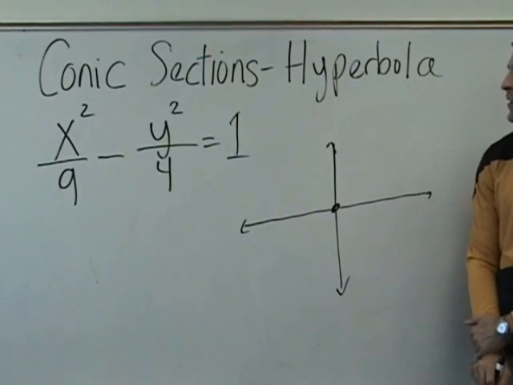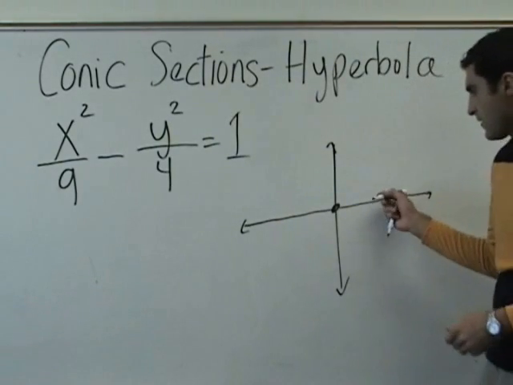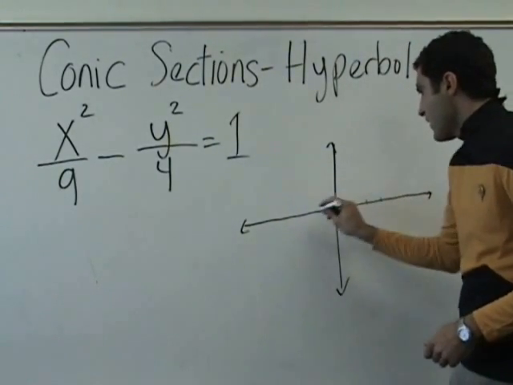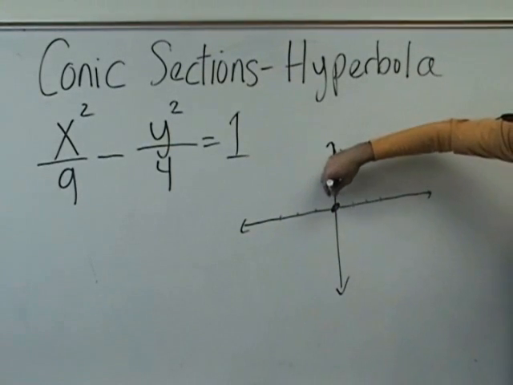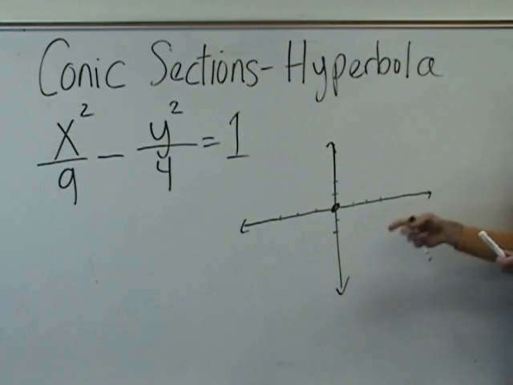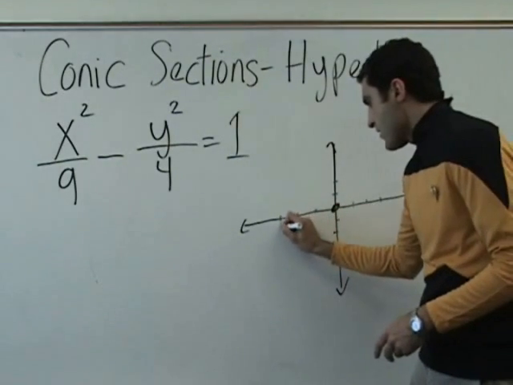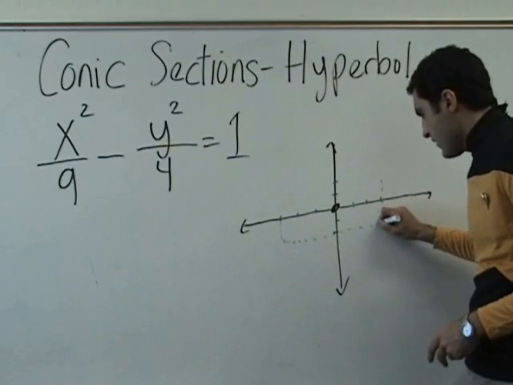So we start here. Then, where do we go? Left and right, how far? 3, left and right. 1, 2, 3. 1, 2, 3. How far up and down? 2. Good. 1, 2. Now, once we create our boundaries, we make a little rectangle, a little box. So just make a little box with a dotted line, like that.